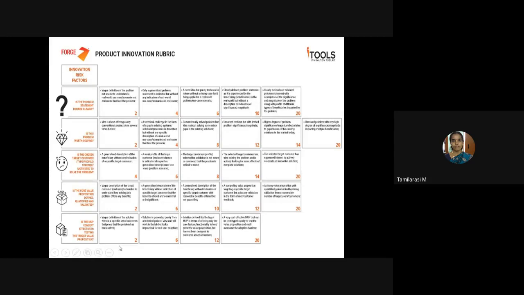So minimum viable prototype means what? How far this is feasible to implement. Adoption, how this can be implemented in reality. So that is the last category. Normally MVP, minimum viable prototype. So how it can be feasible. You can go for 20 if there is no barrier in implementing your project.